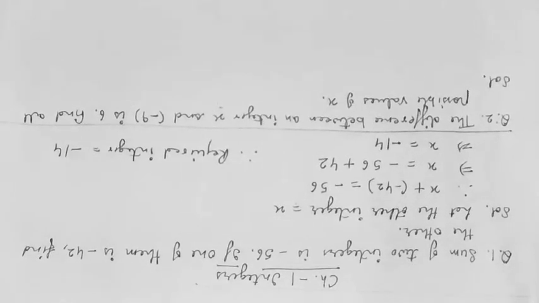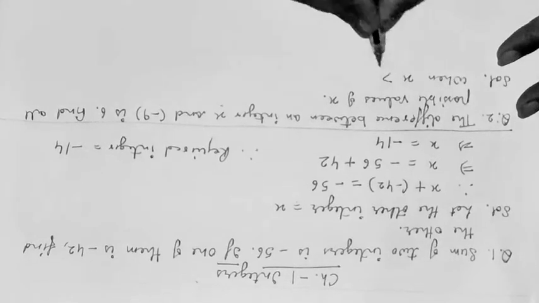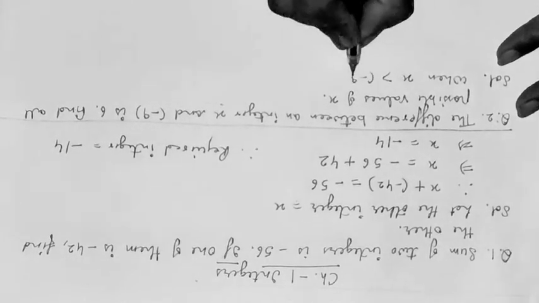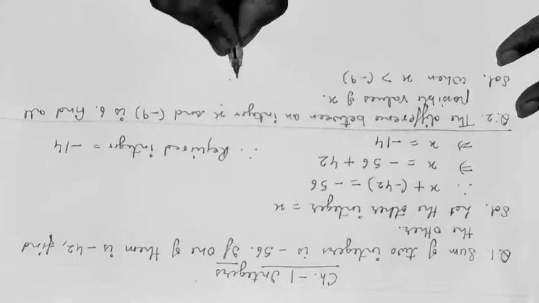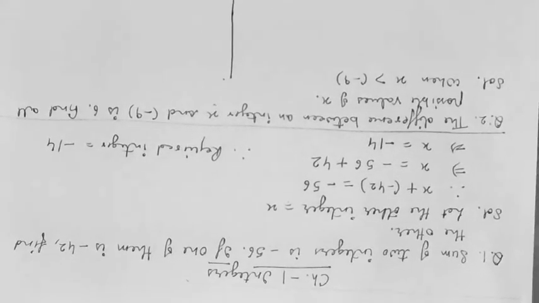I am taking x as the greater number, when x is greater than -9. So I am marking a line here to divide the question into two parts. When x is greater than -9.